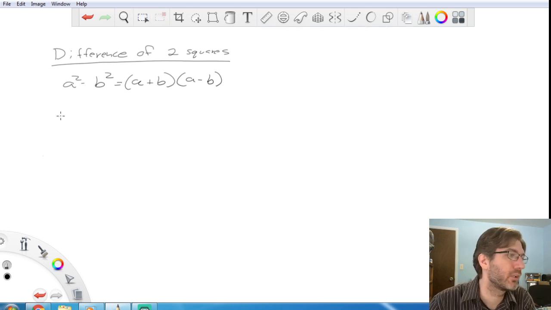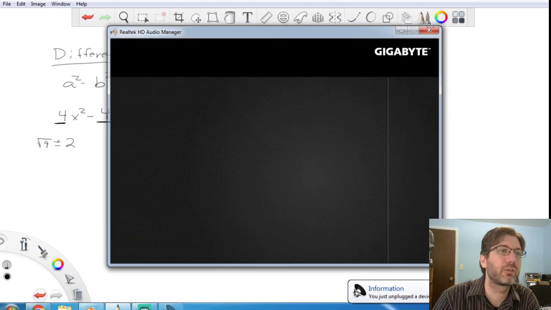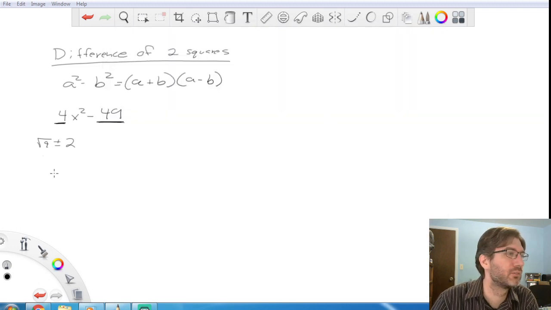So here you're going to be looking at maybe 4x squared minus 49. In this case, you're going to recognize it because this here is a perfect square and this here is a perfect square. So you have to look for the perfect squares. I know the square root of 4 is plus or minus 2 as my speakers come up. Sorry about that. I know the square root of 4 is positive and negative 2, and I know the square root of 49 is positive and negative 7.